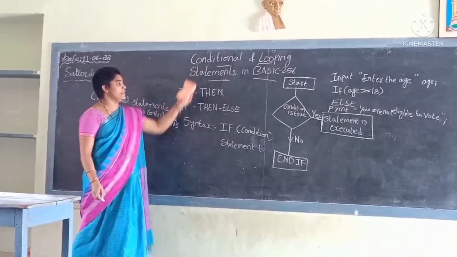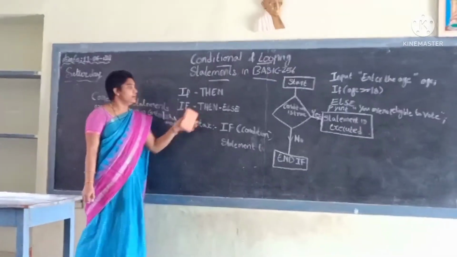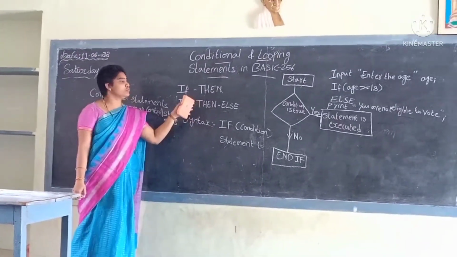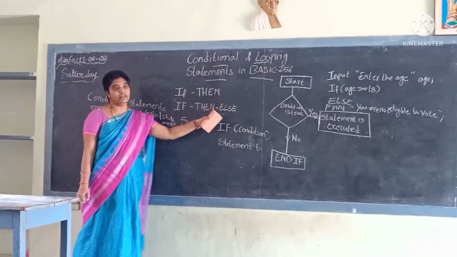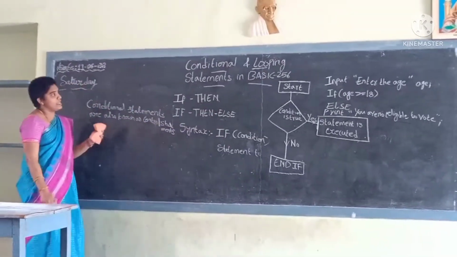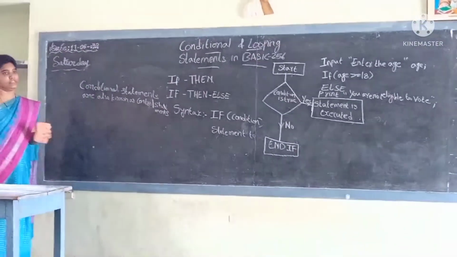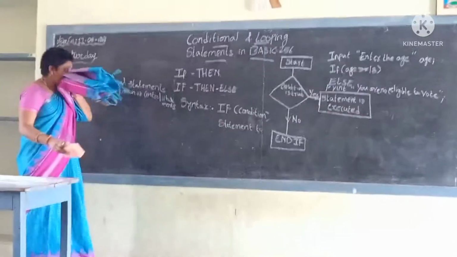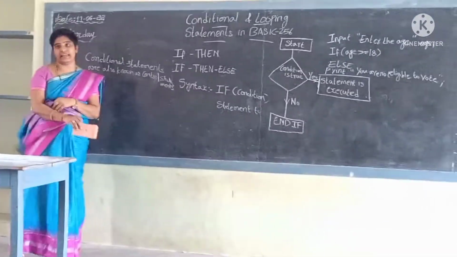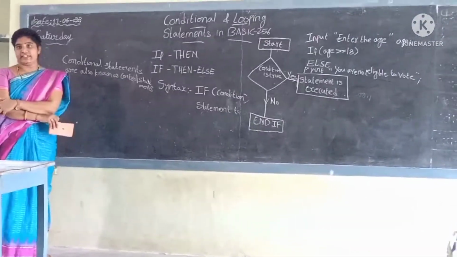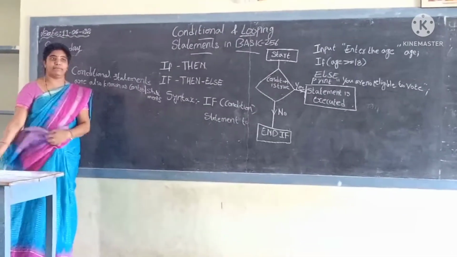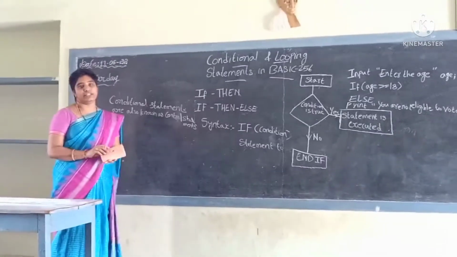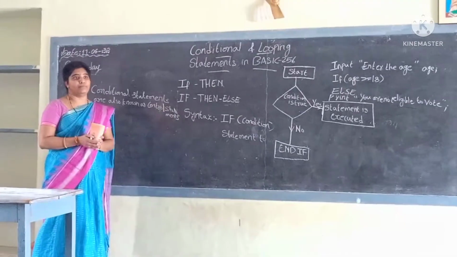And these are the conditional statements. These statements are used only in two situations: if then else conditions. And in the same way, we have the looping statements. Looping statements are nothing but when the conditions need to be checked so many number of times.